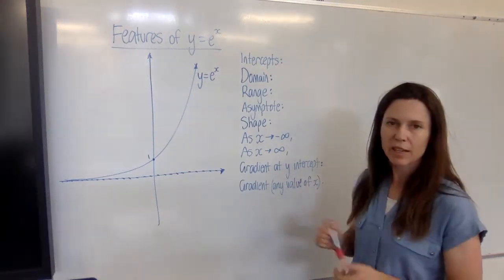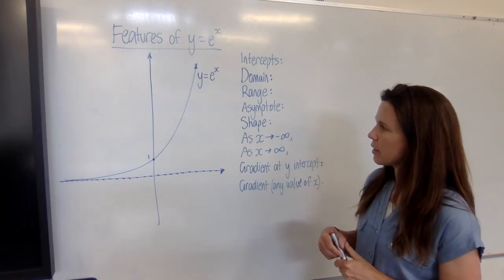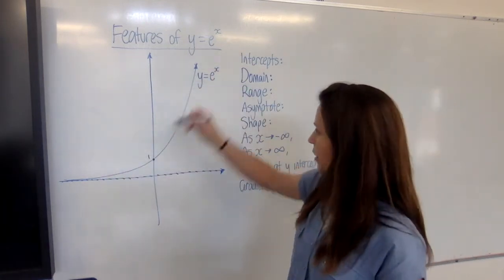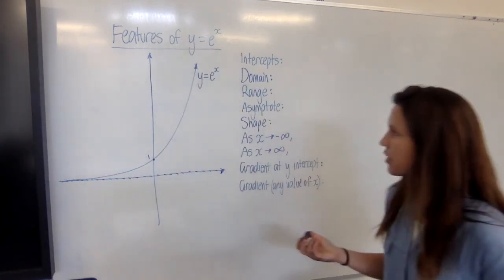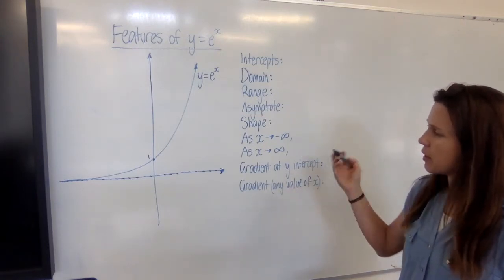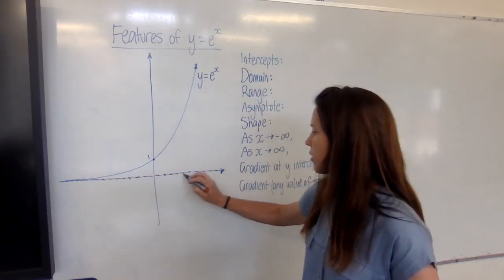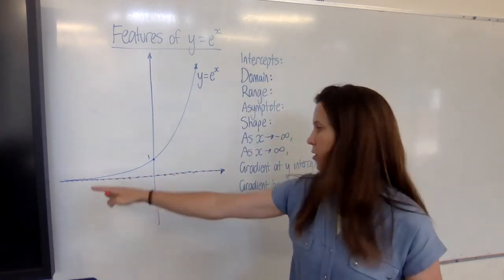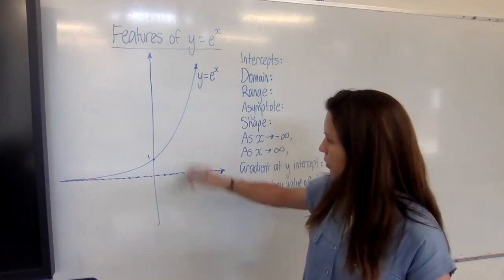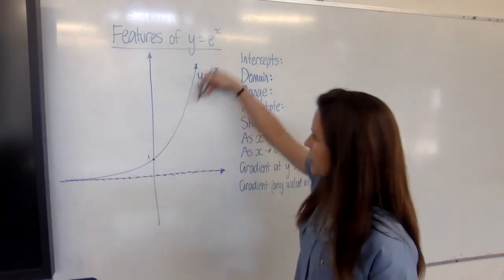Let's have a look at some of the key features of the graph of y equals e to the power of x. Now we know that it goes up very sharply. I probably haven't even drawn it sharp enough here, but these are the key features that you need to put on your graph. You need to draw it with an asymptote, so you can put that in as a dotted line, and the asymptote goes straight along the x-axis. We know that it has a y-intercept here at 1, and it has this basic shape.